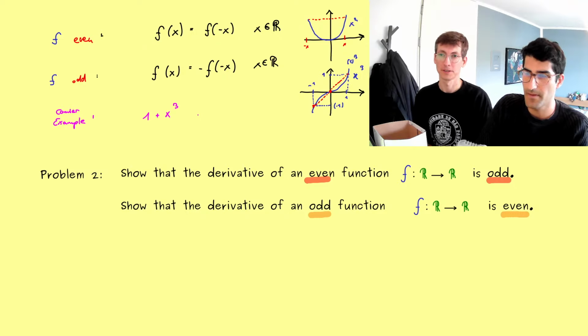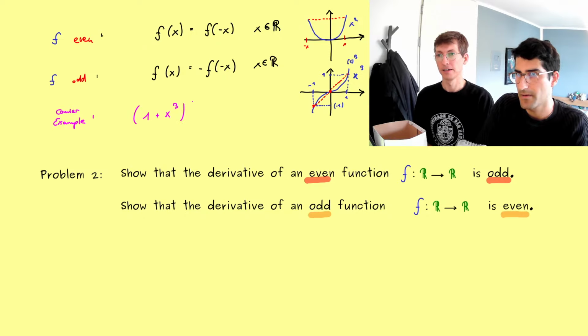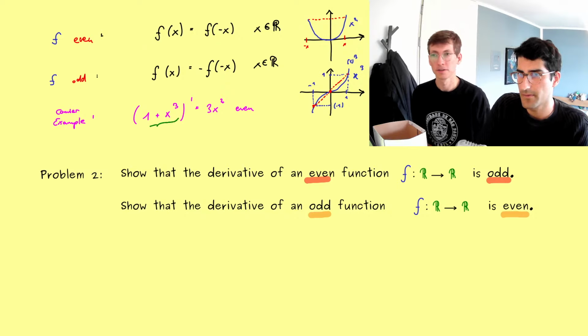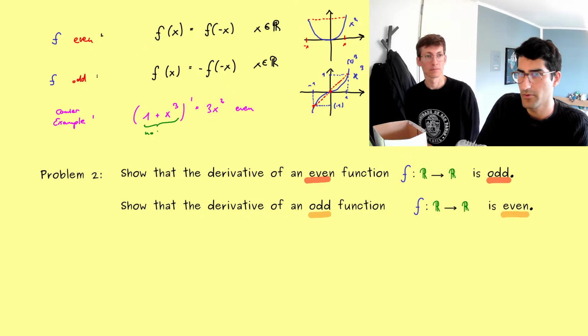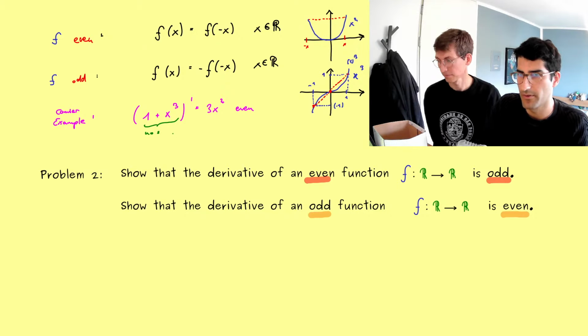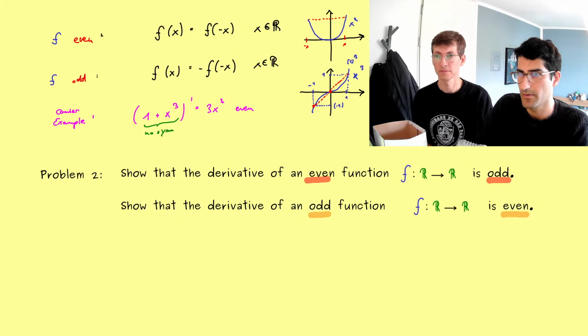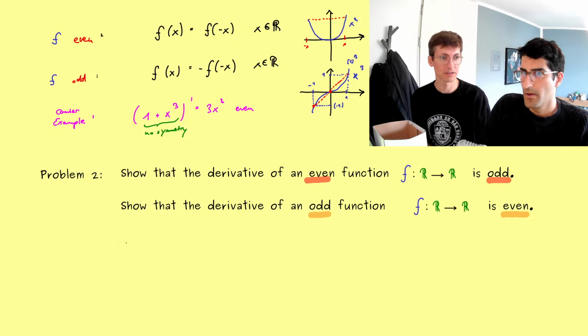So maybe you can write it down. The derivative there is 3x to the 2, which is even again. Even, because it's just the scaled parabola from before. But this one here has no symmetry in terms of even or odd. Yeah, very nice. That answers the question from the chat.